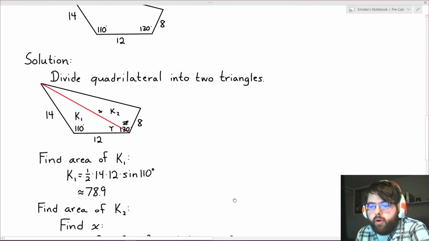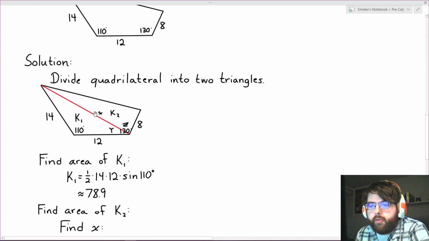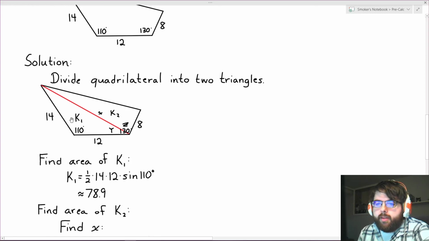Area of K2. So there's a couple things we need to do. We need more information. If you just take K2 and move it off, what we know is this side is 8, and that Z is less than 130, right? I mean, we can assume that it's not 1 degree less, but we don't know what value it is. We can find X, though, because it's part of this K1 triangle, and we can use law of cosines to find X. X squared will be equal to this squared plus this squared minus 2 times this times this times cosine of 110.